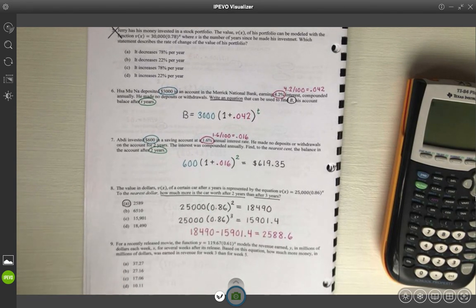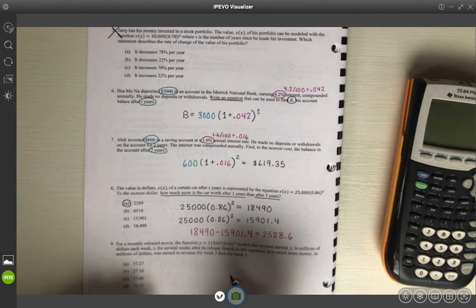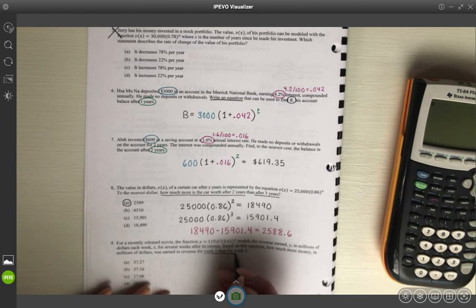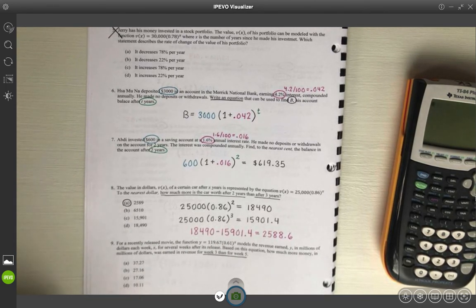Number 9. For a recently released movie, the function y equals 119.67 times 0.61 to the x power models the revenue earned, y, in millions of dollars each week, x, for several weeks after its release. Based on this equation, how much more money in millions of dollars was earned in revenue for week 3 than for week 5? So again, we need to sub 3 in for the time, see what it was worth, and then sub 5 in for the time, see what that was worth. And then we need to take those answers and subtract them to find the difference.